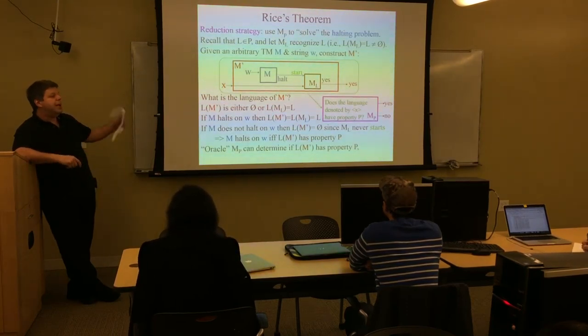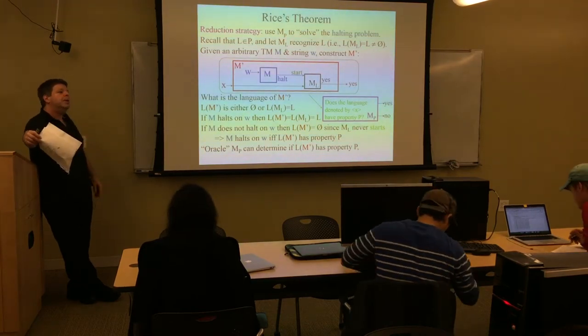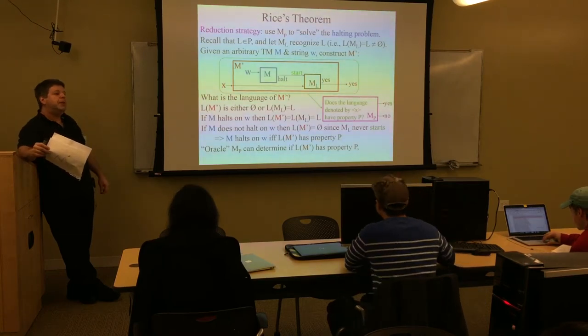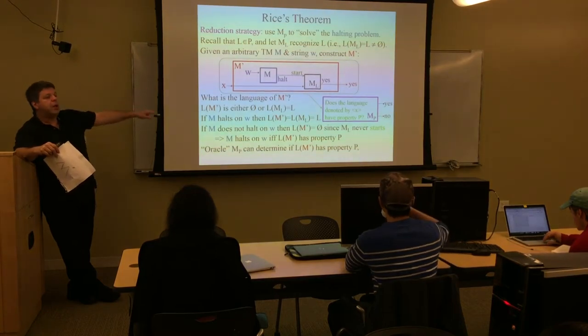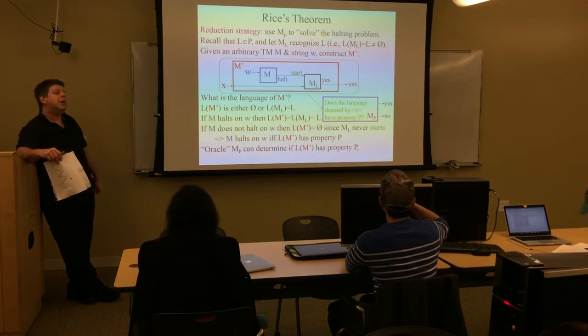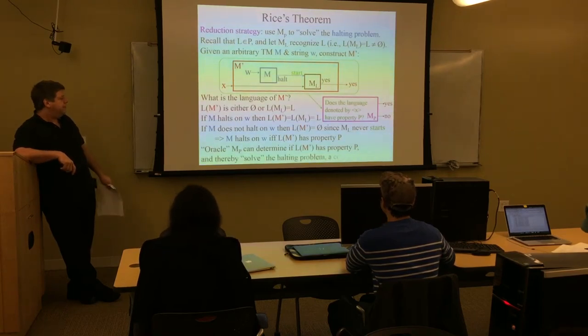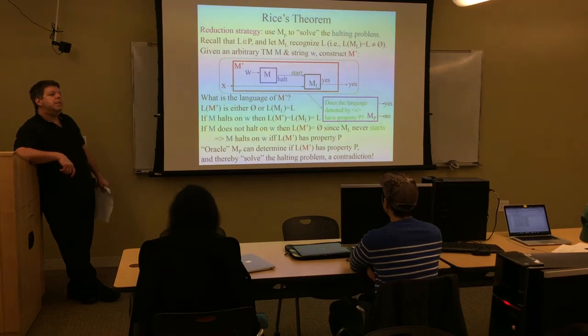Again, we're not running M prime. We're constructing it and then feeding it to the oracle that supposedly solves property P for us. But if the oracle solves property P for us, they're being tricked into solving the halting problem for us, which means they can't do their job about property P solutions. Which means property P is not decidable.